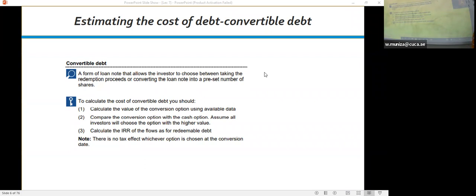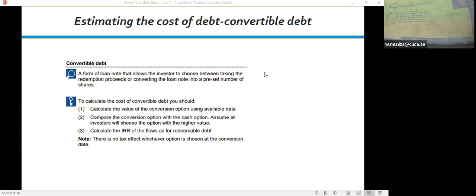When a company issues this kind of debt, it is giving the investor the capacity that, at the end of a particular time period, the investor can convert that amount of debt into other marketable securities, especially shares. So instead of getting their amount as redemption, they can convert it into shares. They can purchase the shares of the company.